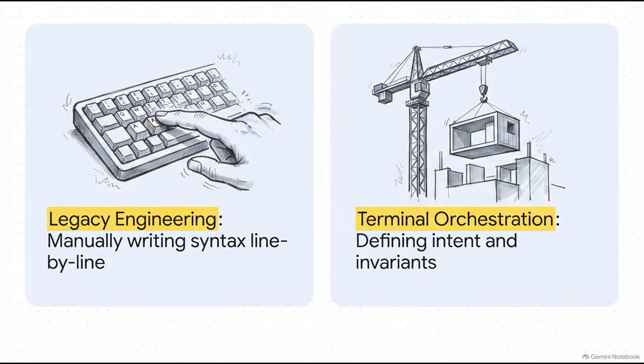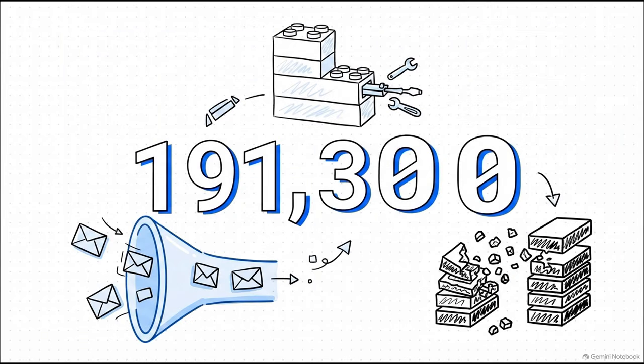What we are looking at here is a fundamental paradigm shift in software engineering. We are steadily moving away from legacy engineering, sitting there manually typing out boilerplate syntax line by line. We're moving into the era of terminal native orchestration. In this new world, your primary job shifts. It's now all about defining intent, specifying architectural invariants, and supervising these autonomous workers. Frankly, you are no longer the typist. You are the architect.